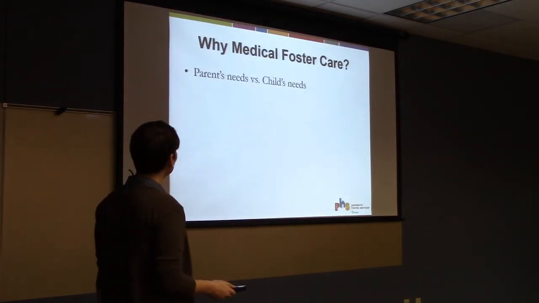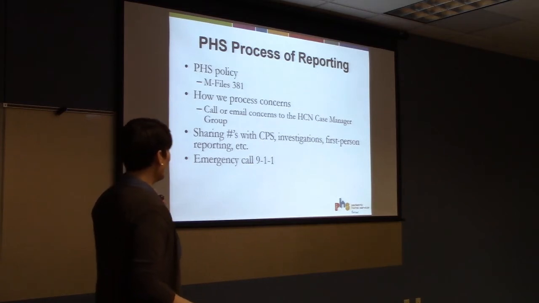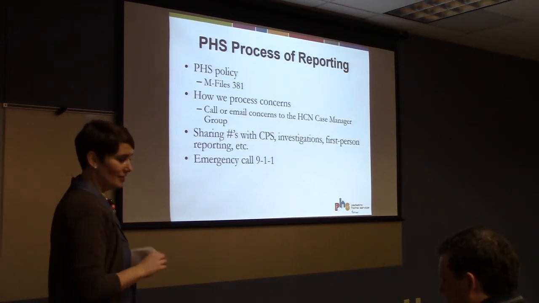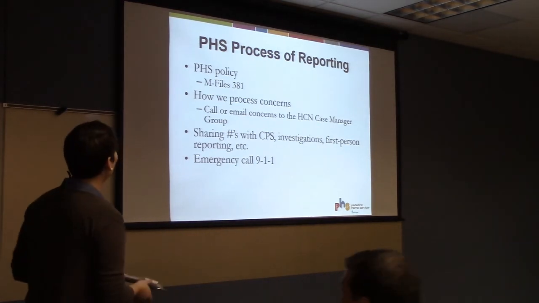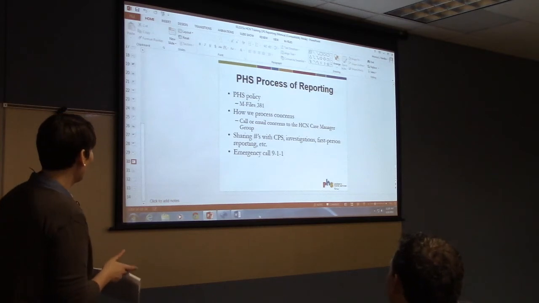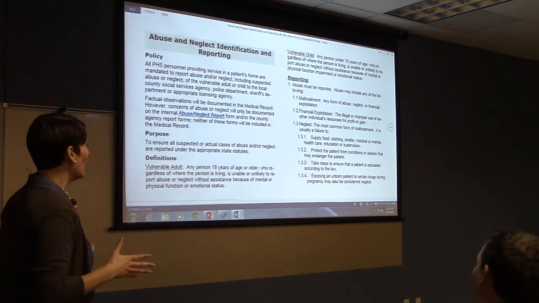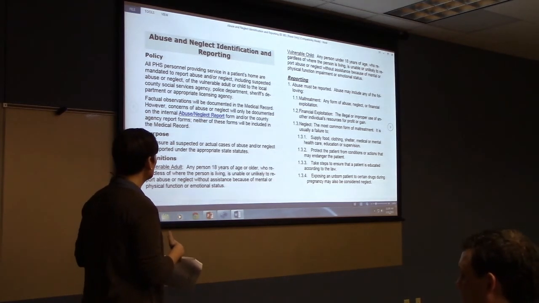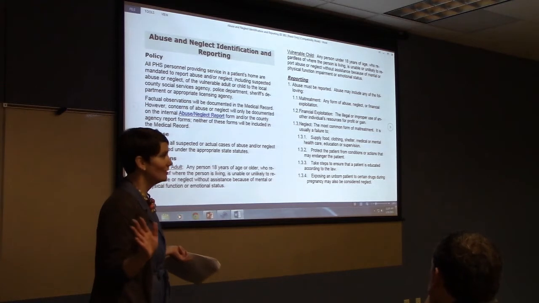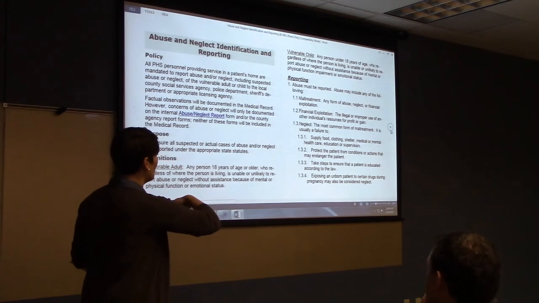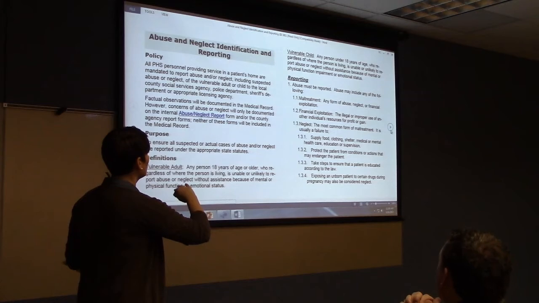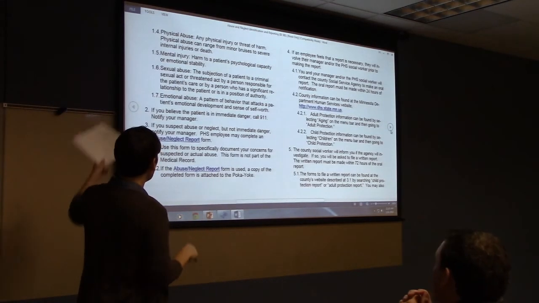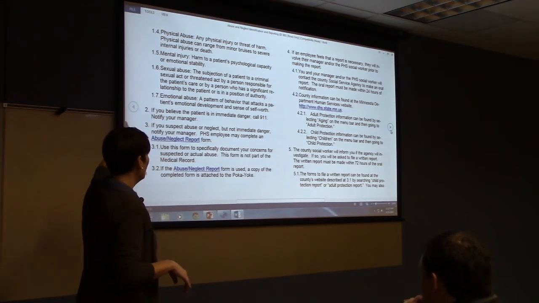Okay. Perfect. Okay, so our process of reporting, we have an M-Files document, it's 381. Steve's going to pull it up. It's lots of writing, a lot of stuff we've already covered. It talks about the definition of vulnerable adult, and every child is vulnerable. Then it talks about the different types of reports, or the different forms of abuse. If you want to scroll to the next slide, it will walk you through what we need to do.